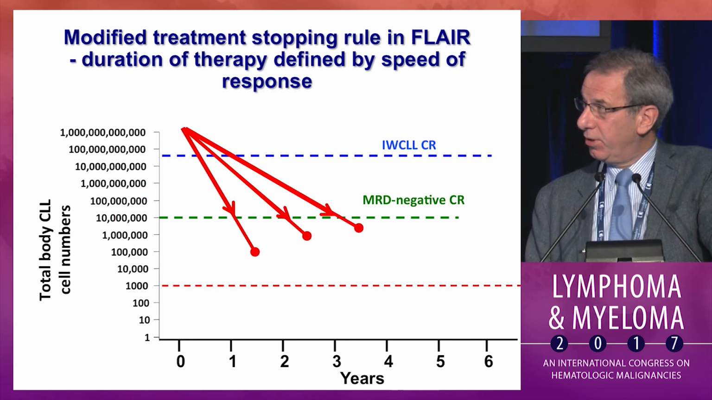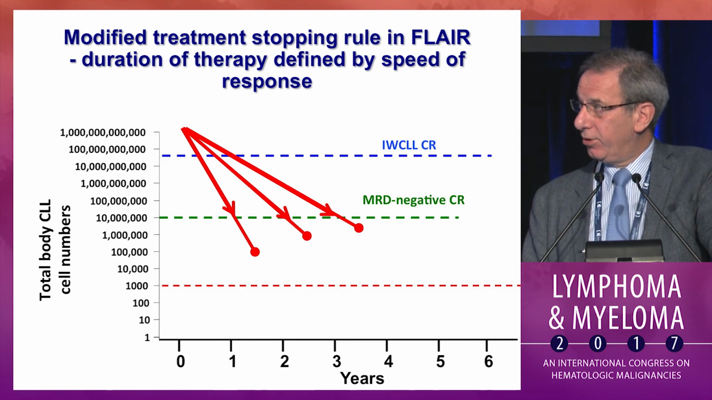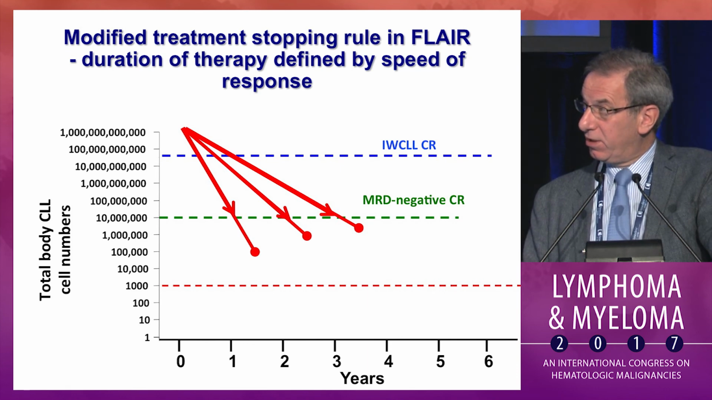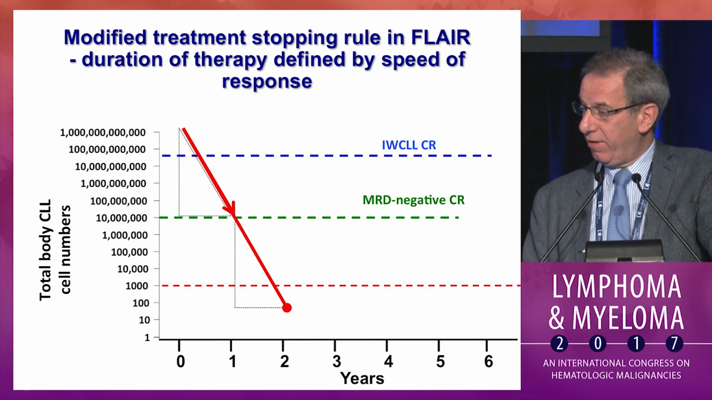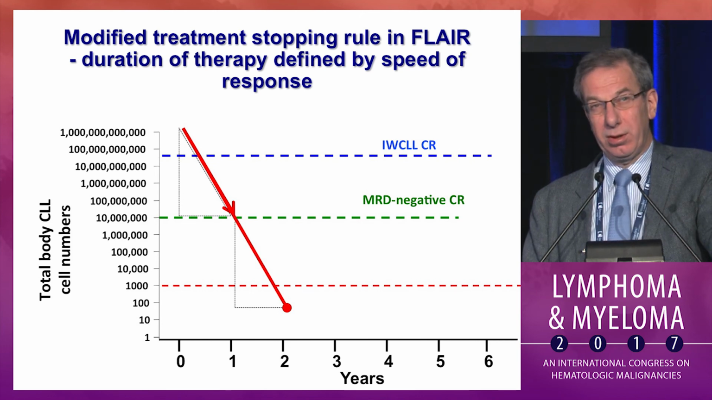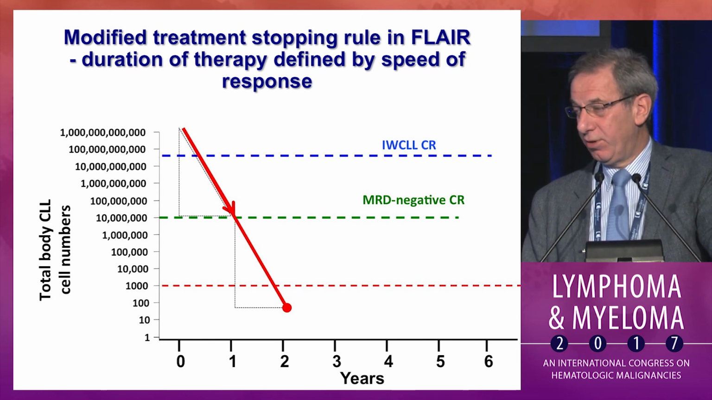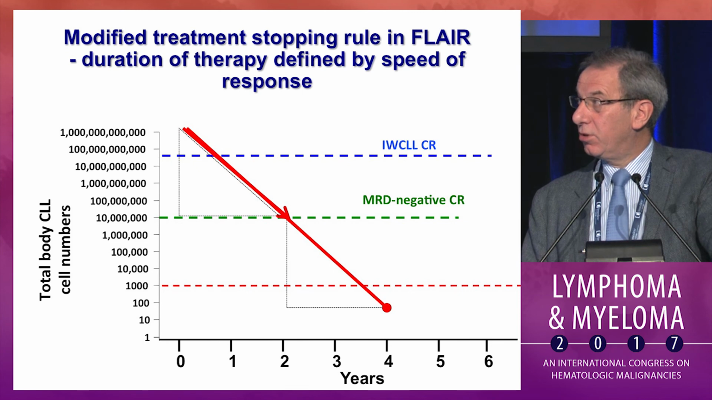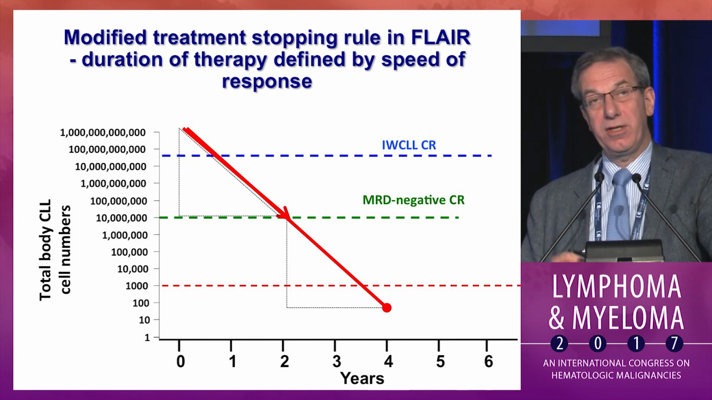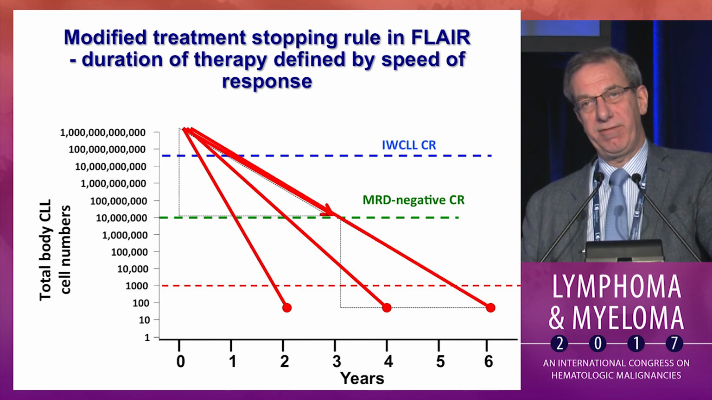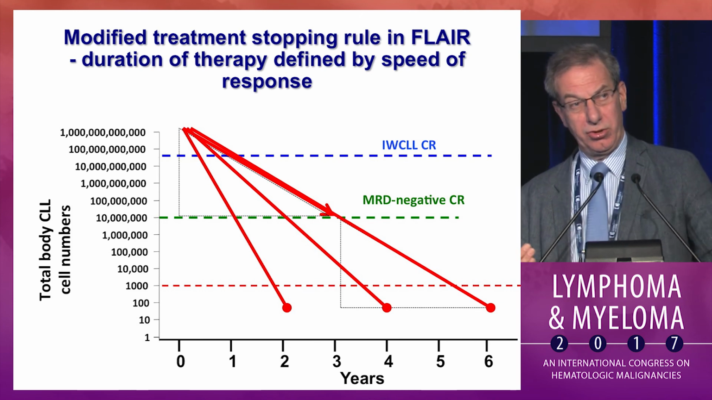Rather than stopping at 6 months, the problem if you stop at 6 months is if you respond very quickly, you'll go down by another 2 logs, slowly by another log, more slowly by less. So what we've changed it to is to model it on speed of response. If you drop down by a year, you'll have another year of treatment and should get below our theoretical line. If it's 18 months, you'll have another 18 months of treatment. 2 years, another 2 years of treatment. So we're defining the duration of therapy by the sensitivity of the patient to the treatment they're receiving.